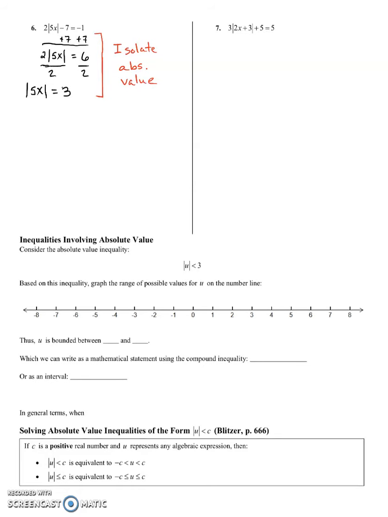And once we've done that, now we can apply the definition just like we did up above. So now we have 5x either equals positive 3 or 5x equals negative 3. And we can solve. In this case, it's just a matter of dividing by 5. So x equals 3/5, or if we divide the other one by 5, x equals negative 3/5.